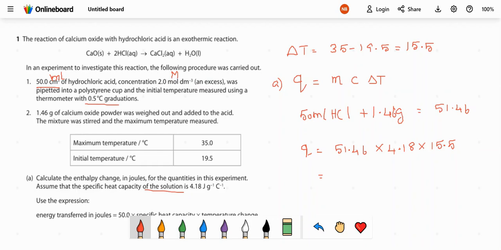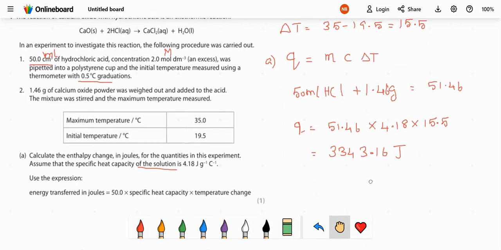The solution is getting this much heat energy. So 51.46 into 4.18 and then 15.5 will be 3343.16 joule we are getting. So this much heat we are getting. Look at this, energy transferred in joules. They themselves have given that formula.